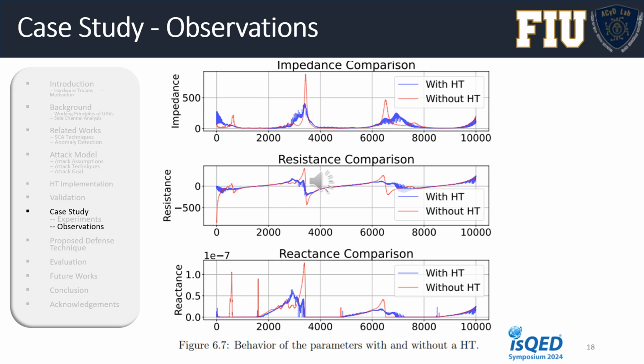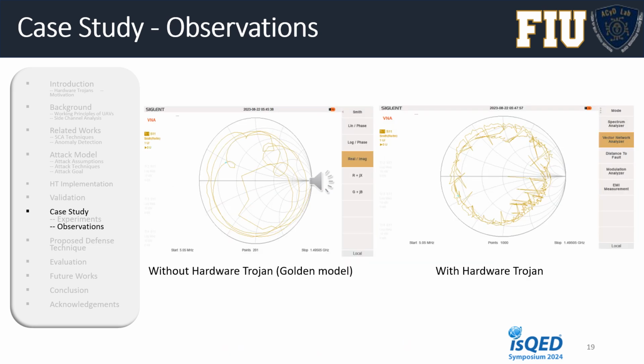It does not allow the parameters to reach the values that they're actually supposed to be reaching. So this could definitely lead to some disruption on the way the drone operates and could cause it to crash as well. So we gathered this data, these three parameters, using a vector network analyzer.